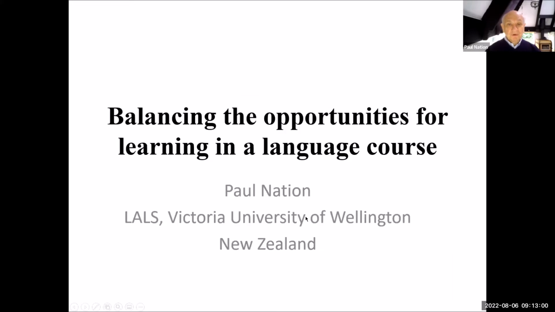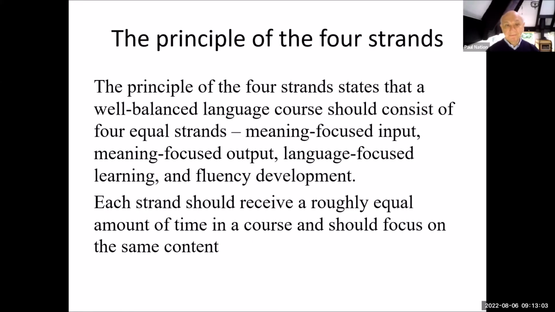The principle of the 4 strands says this: if you want to know if you've got a well-balanced language course, then you really should check whether your course has 4 different strands. There's the strand of meaning-focused input, where learners learn from listening and reading. The strand of meaning-focused output, where learners learn from speaking and writing. The language-focused learning strand, which involves deliberate learning. And the fluency development strand.